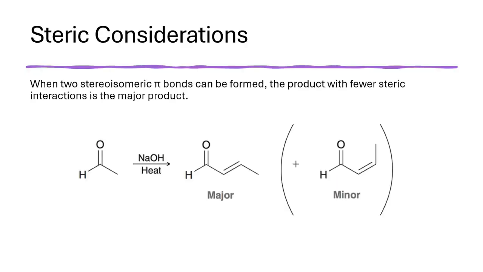Steric considerations. When two stereoisomeric pi bonds can be formed, the product with fewer steric interactions is the major product. So in this case, we will see as our major product the trans alkene instead of the cis alkene.